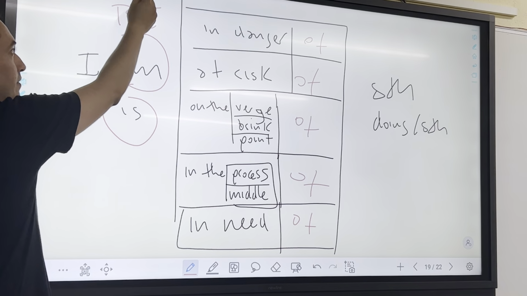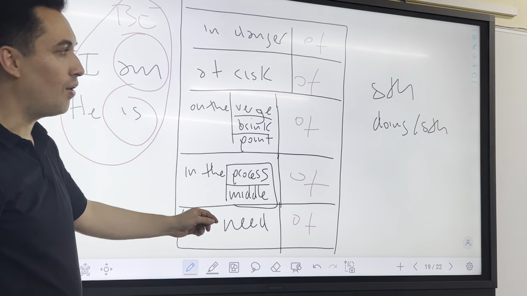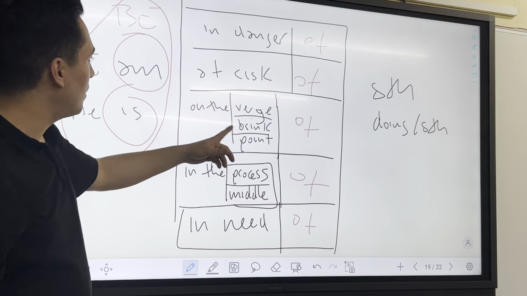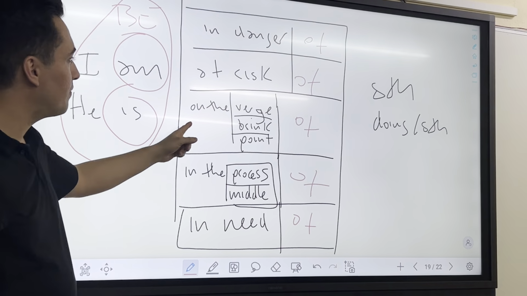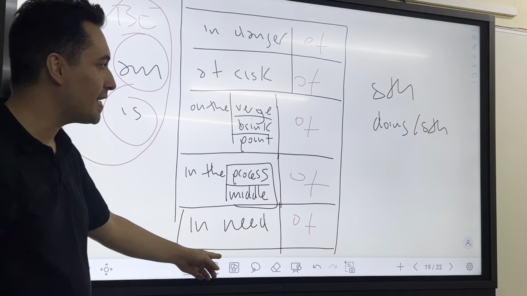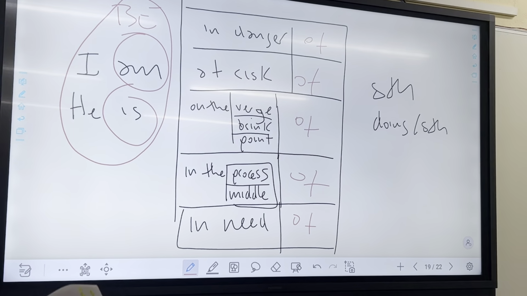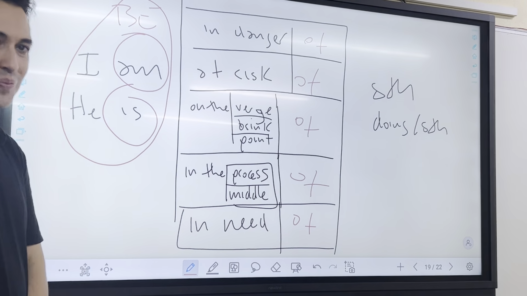So remember, with the verb to be and this construction, "of", yeah? To be in danger of, to be at risk of, to be on the verge of, to be in the process of, to be in need of something. Of. Okay, almost there. 19 out of 22.